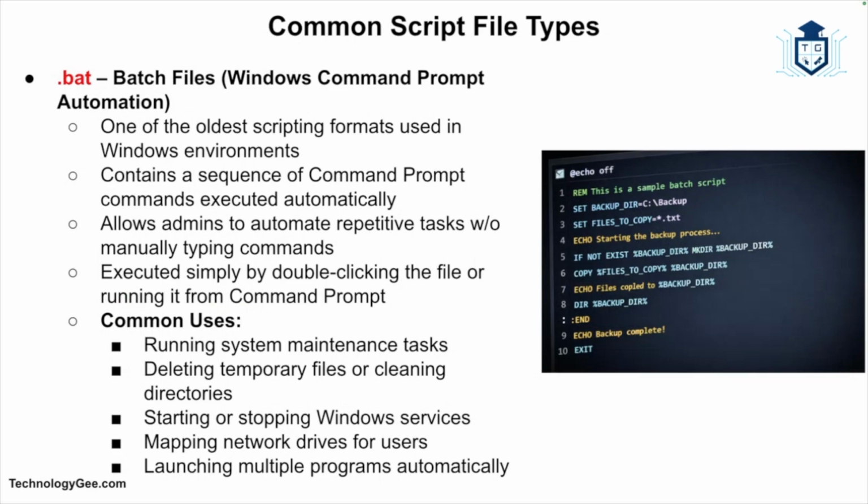All right, so for the exam and the real world, you need to be familiar with common scripting file extensions. Now, you don't need to memorize syntax, but you do need to know what these files generally do and where they're used. So let's go ahead and break them down one by one. And the first one is called a batch file. Batch files are one of the oldest and simplest scripting types in Windows. A .bat file is basically a list of command prompt commands that run in sequence. Instead of typing commands manually, you put them in a file and double click it. Some common uses are running maintenance tasks, deleting temporary files, starting or stopping services, mapping network drives, or launching multiple programs at once.